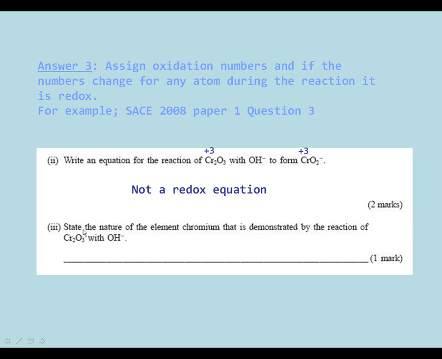And so the next part of the question, state the nature of the element chromium that is demonstrated by the reaction above. You wouldn't say that its nature is redox. So the fact that it's reacting with hydroxide, one would assume then that hydroxide being alkali, that the chromium trioxide is acting like an acid because it's reacting with a base. So you'd answer this question by saying acidic. So now that we know how to identify whether a reaction is redox or not, the next step would be to follow the rules to balance the redox equation.